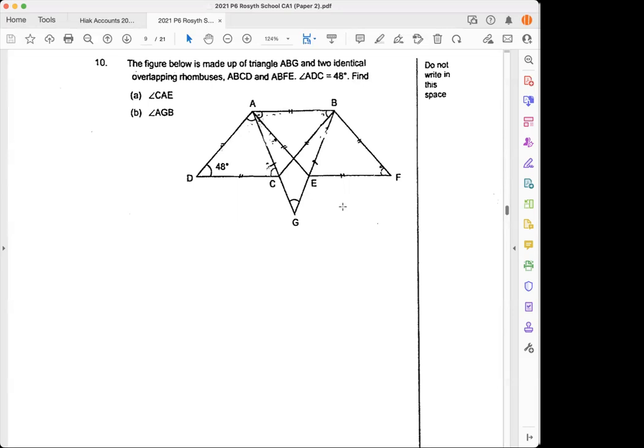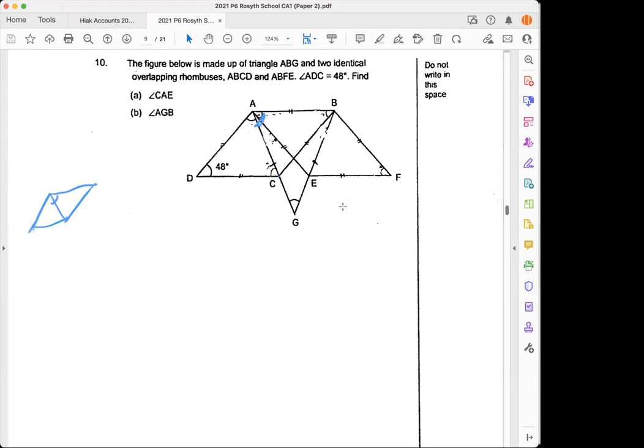Okay, now angle CAE. I bet you read the question already. I'm not going to read this again with you. So CAE, which is this. Now, you know that this is a rhombus, right? So a property of the rhombus is like this. If I have a rhombus, I draw a diagonal line.